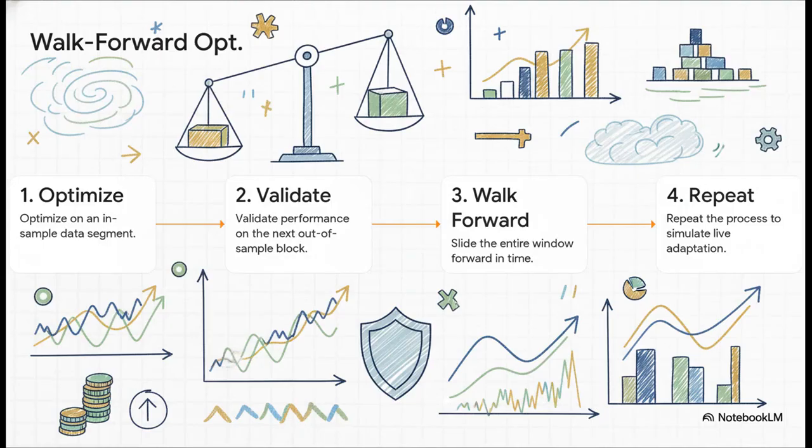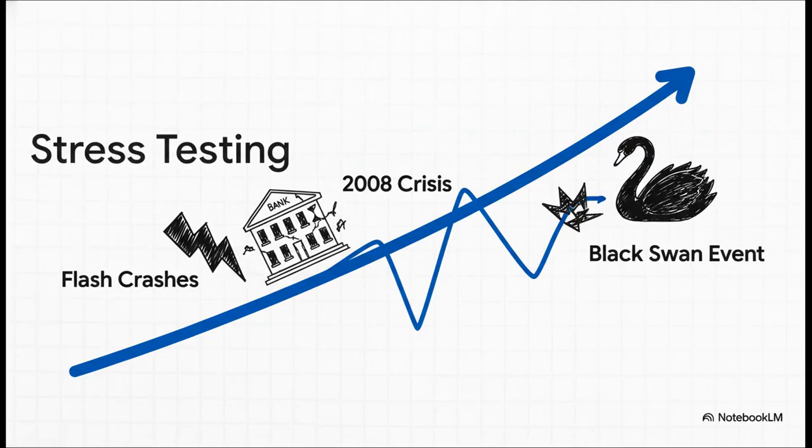Now we can take that a step further with something called walk-forward optimization. It's a more dynamic process. You basically optimize on a block of data, say 2 years, and then you test it on the next unseen block, maybe the next 6 months. Then you slide that whole window forward in time and do it all over again. This much more closely simulates how you would actually trade and adapt over the years, making it a much more realistic test.